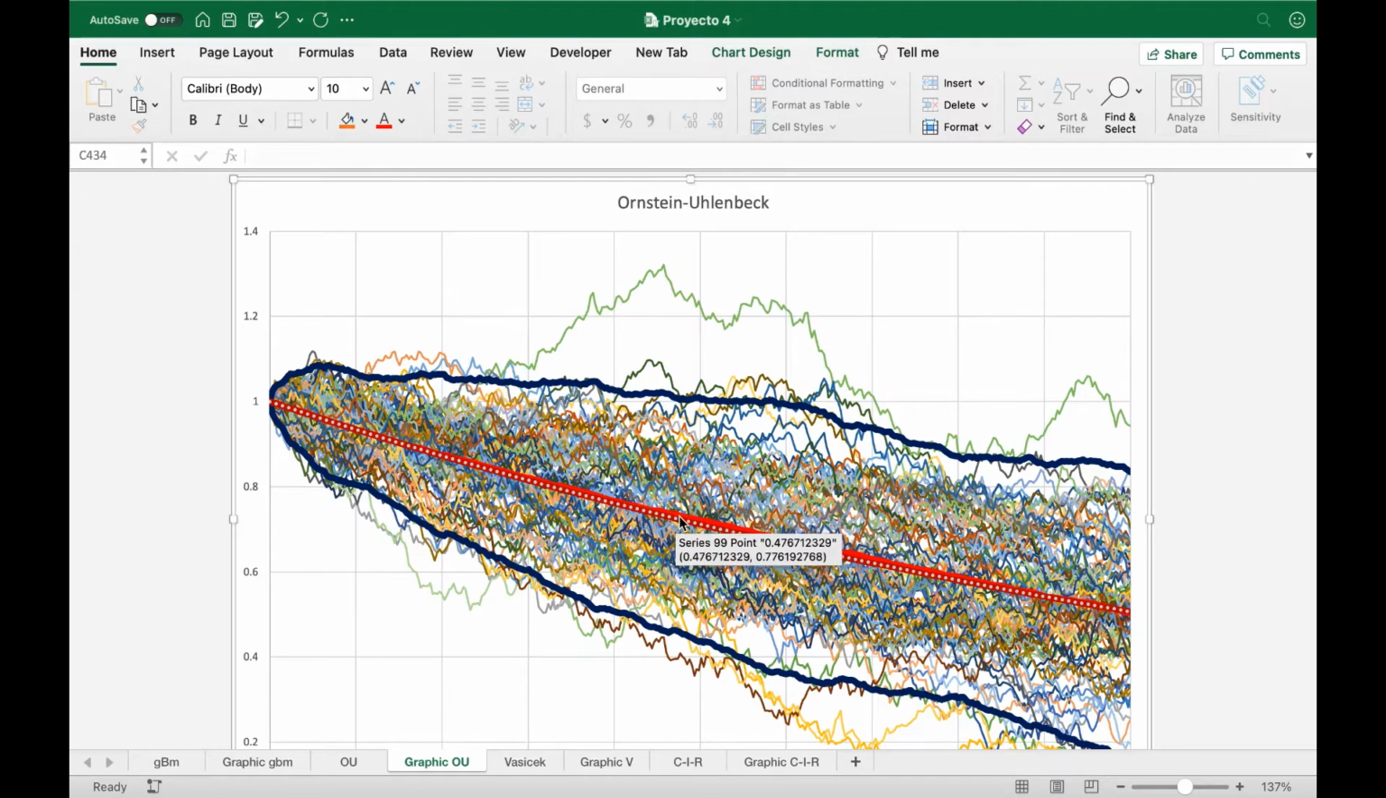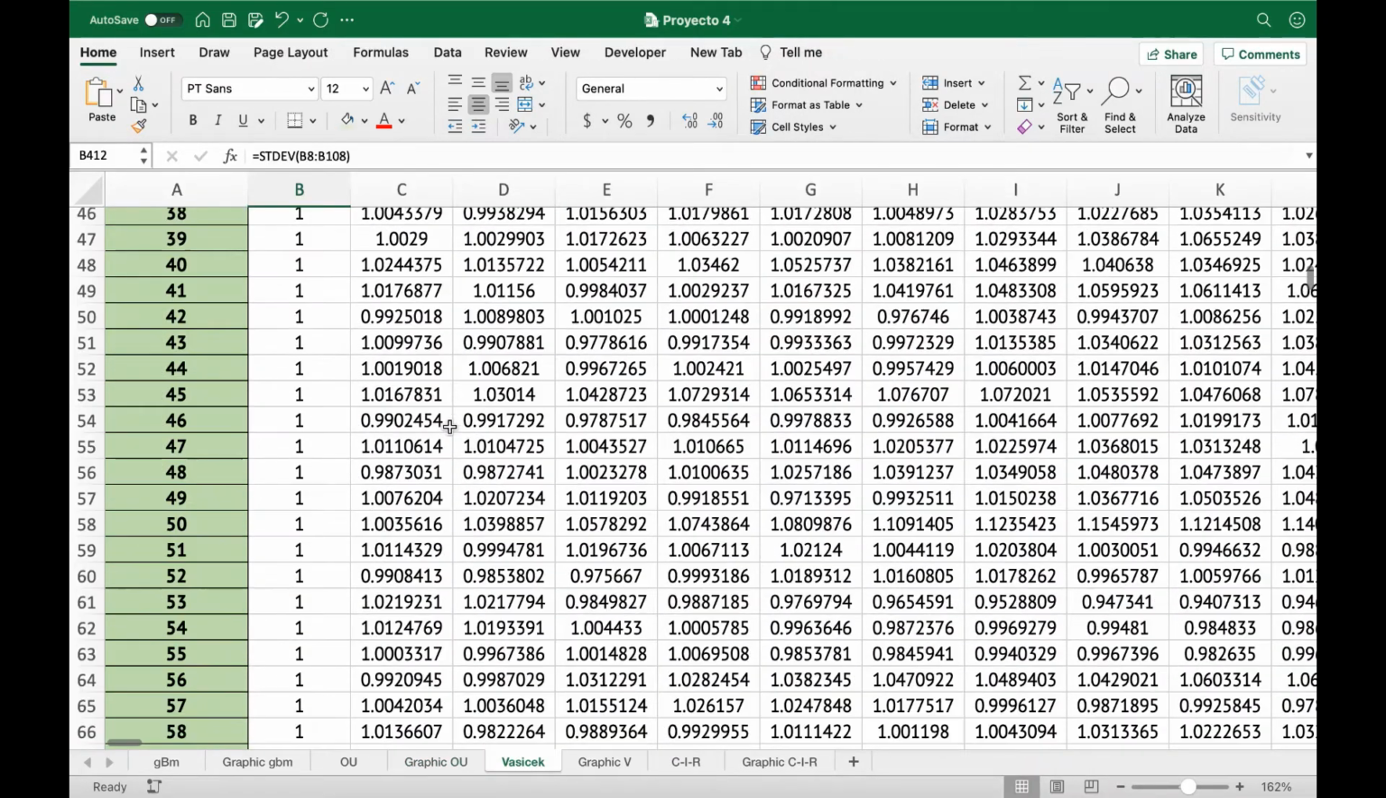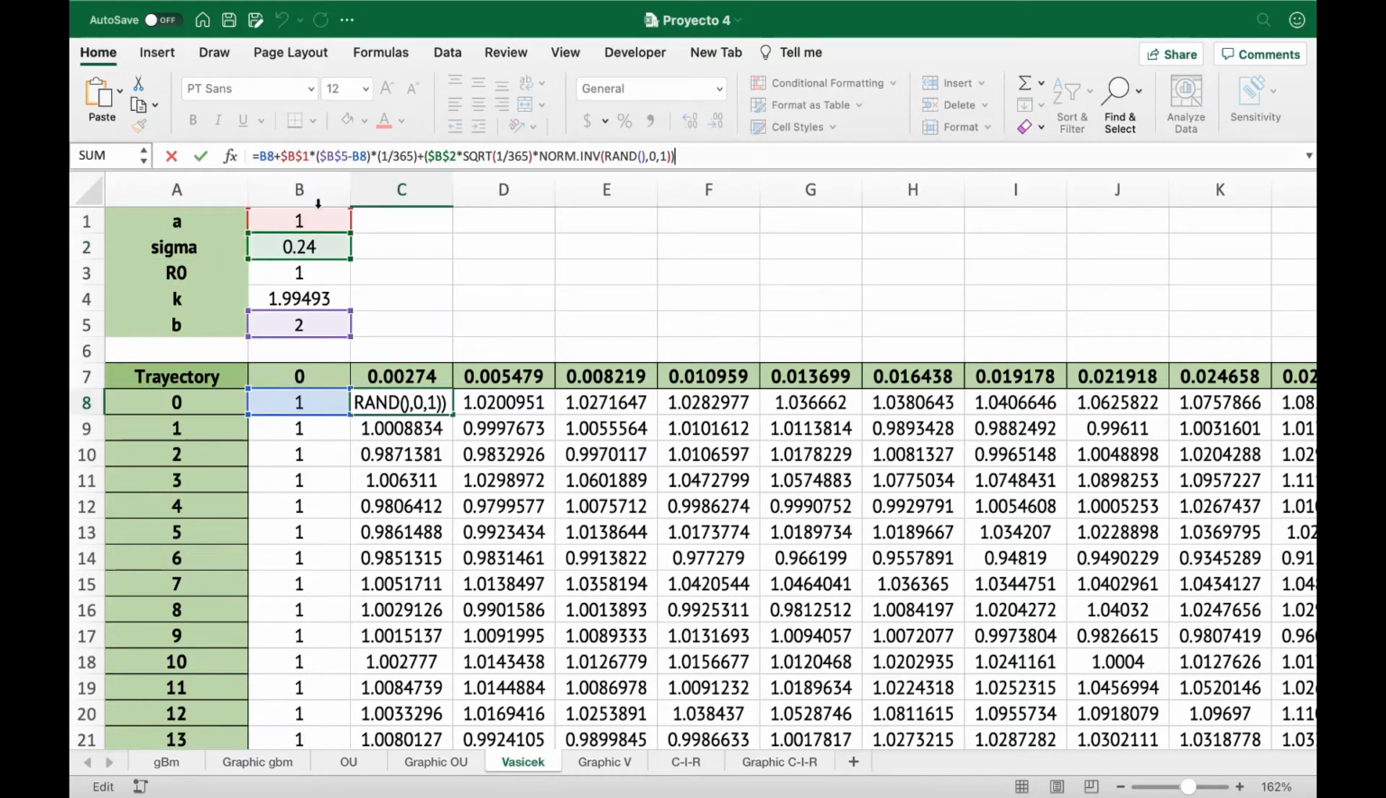And the dots correspond to the trend line in Excel, so we can see that the three of them have the same behavior. Then we did the same for the Vasicek model, and here we have to define the parameters A, B, R0, which is equivalent to X0 in the other models, and sigma. And here the formula is this one: the previous value plus A times B minus the previous value times the time, plus sigma times the square root of the stepping time times the error.